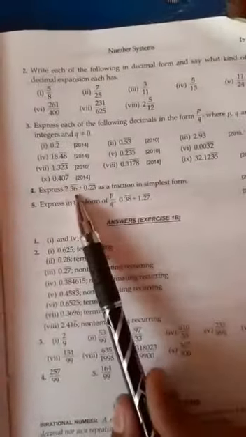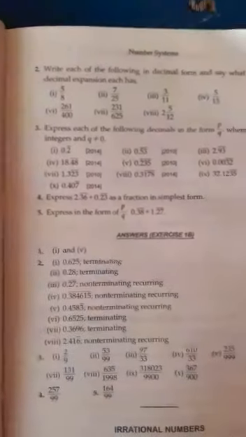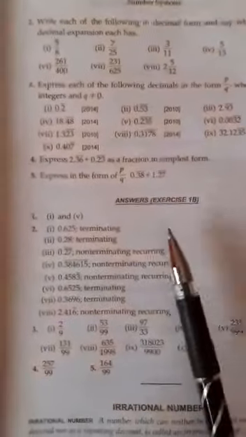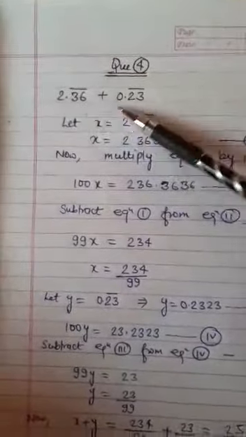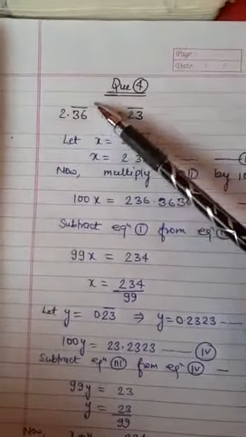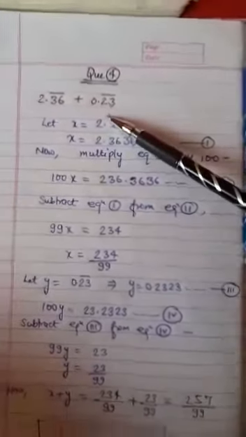Okay. Now question number 4th is, express 2.36 bar plus 0.23 bar as a fraction in simplest form. You have to express this in fraction form and in simplest form. So this question is the same. Let's solve it. We have to express 2.36 bar plus 0.23 bar as p by q.